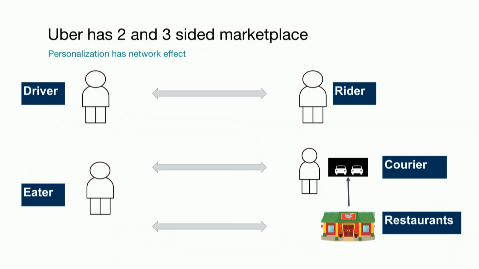Now, why is personalization difficult for Uber? Let's talk about this. Uber is actually a 2- and 3-sided marketplace, okay? Many of you might work on a one-sided business, with one group of customers. But what is most important to remember here is that what is good for drivers may not be good for riders.